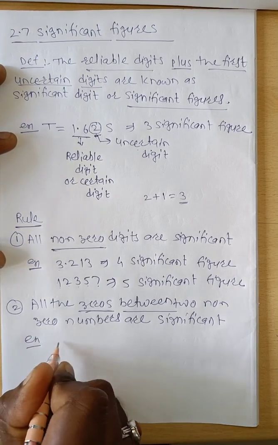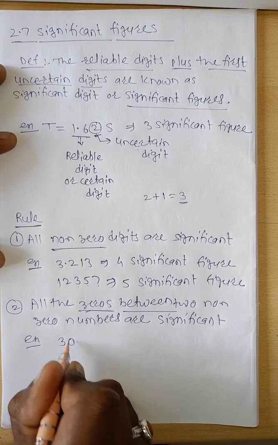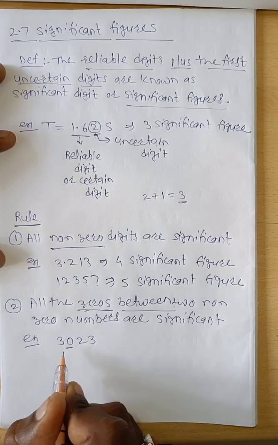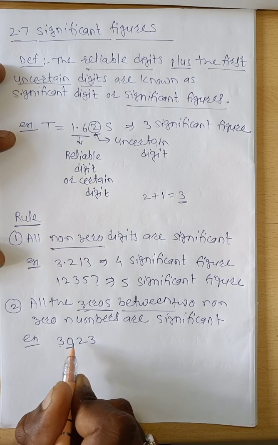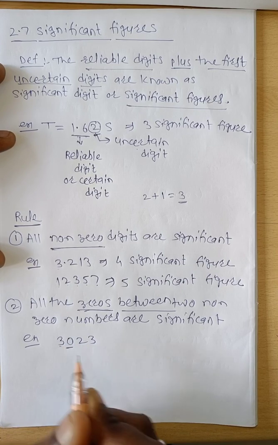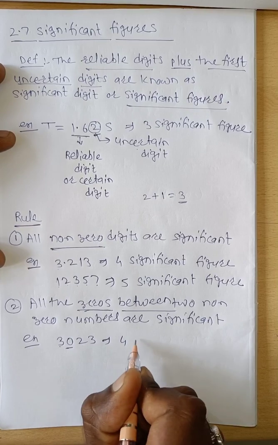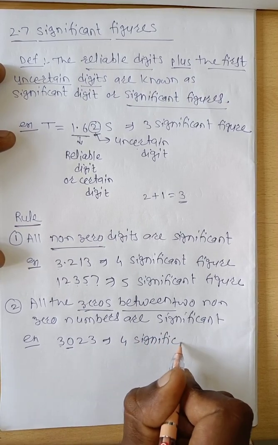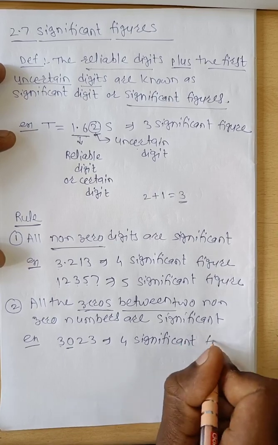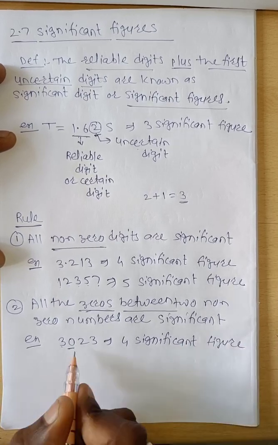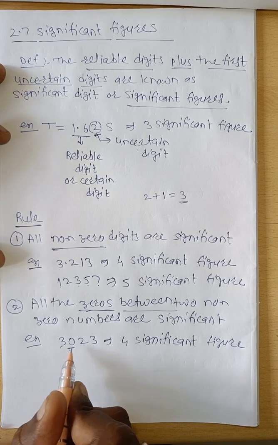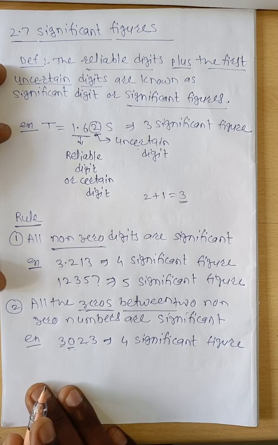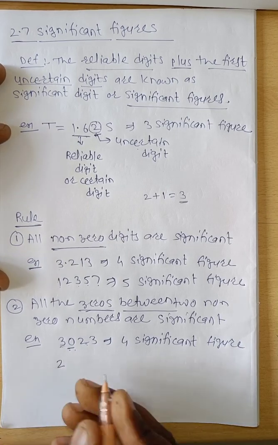Now suppose for example 3023. In that case, this zero is in between two non-zero numbers. Therefore, this zero is also significant, and this number has 4 significant figures. It means if zeros are present in between two non-zero numbers, then that zero is also significant.